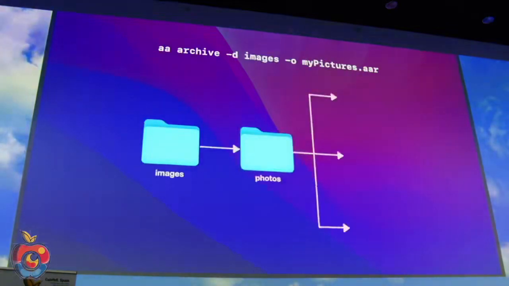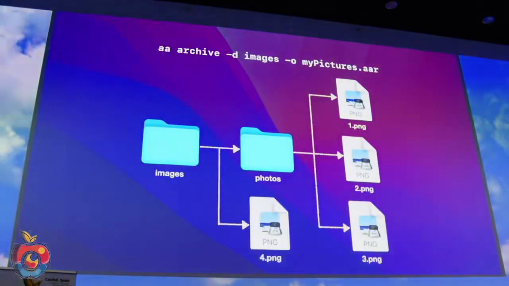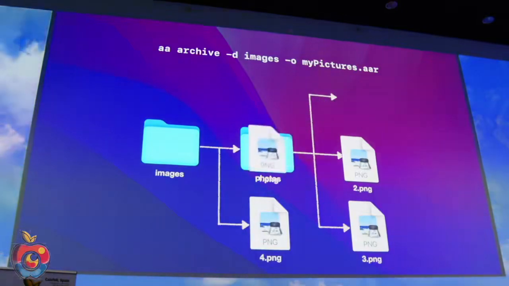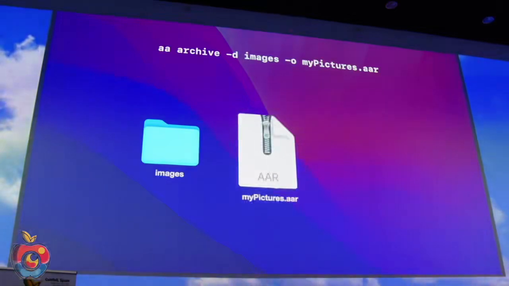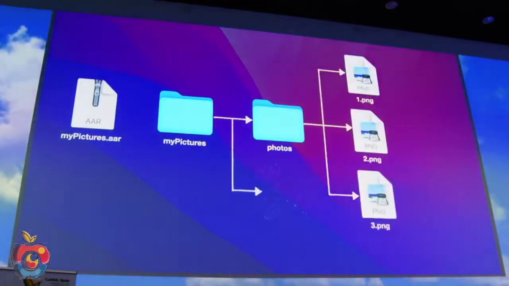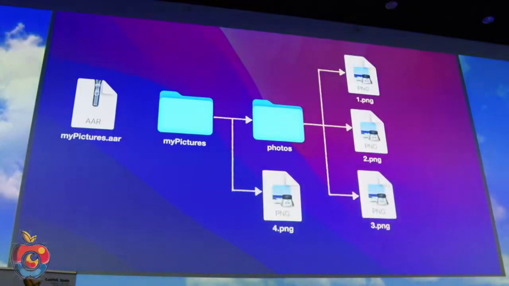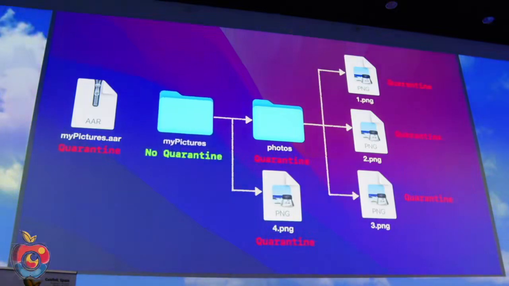Now we can take this directory structure and, using the same command, craft an archive. However, this time we will add an additional photo named 4.png to the root of the images directory. Again, this will output an archive named mypictures.aar. Let's see what happens when we download this. Upon downloading and extracting the archive with Archive Utility, we have the following directory structure. Here we notice something very interesting with how the quarantine attribute gets applied. There are two important things to note. First, we see a new folder named mypictures. Second, this newly created folder, mypictures, does not have a quarantine attribute applied to it.